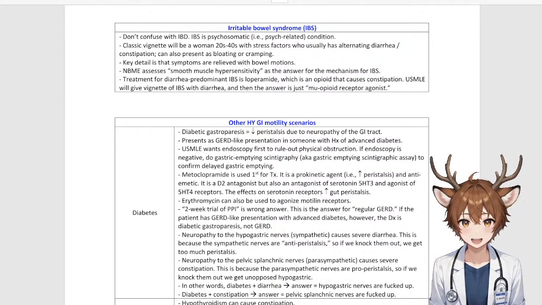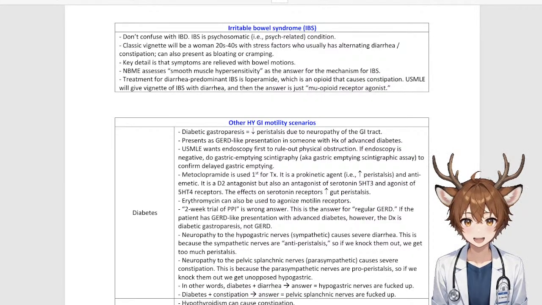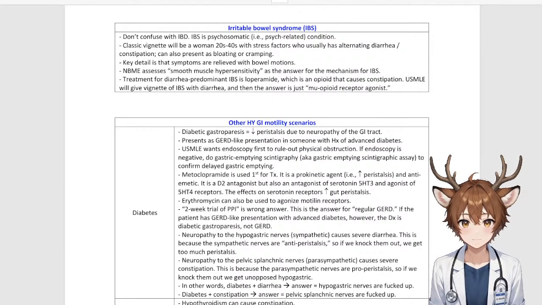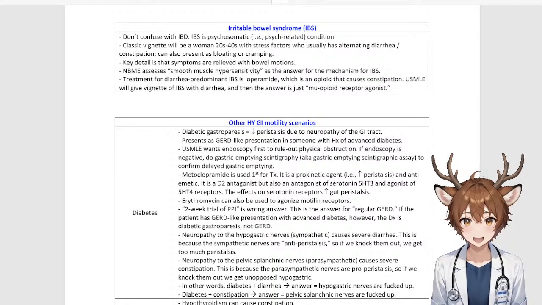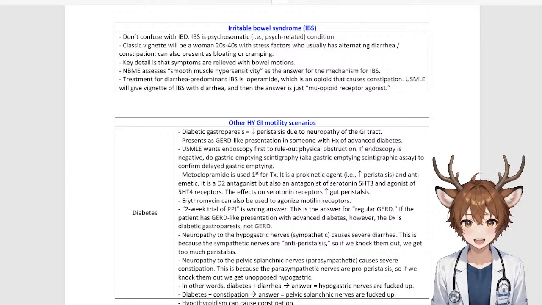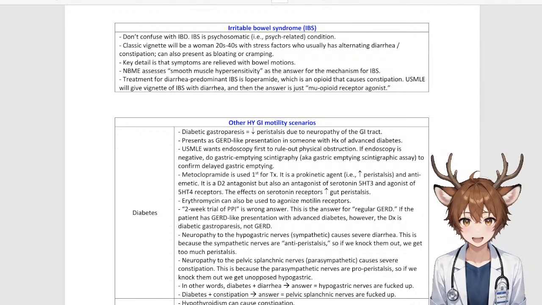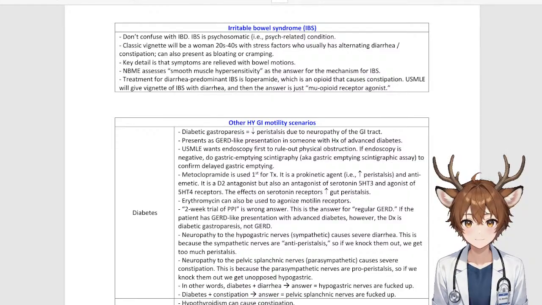NBME assesses smooth muscle hypersensitivity as the answer for the mechanism of IBS. Smooth muscle hypersensitivity. Treatment for diarrhea-predominant IBS is loperamide, which is an opioid that can cause constipation. USMLE will give a vignette of IBS with diarrhea, and then the answer is just mu opioid receptor agonist.